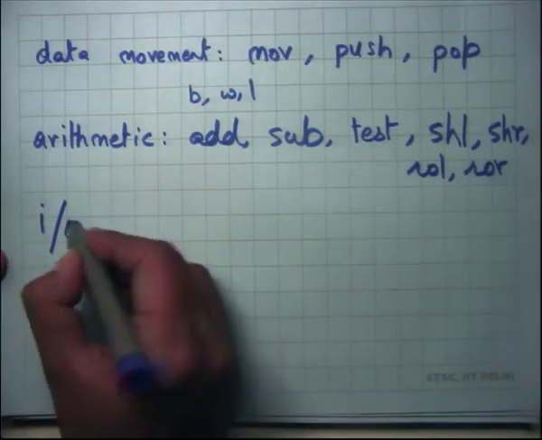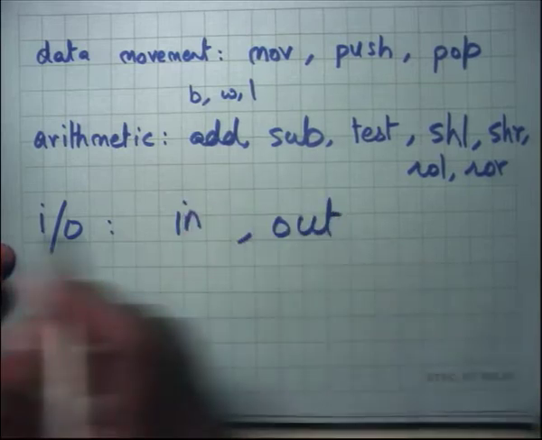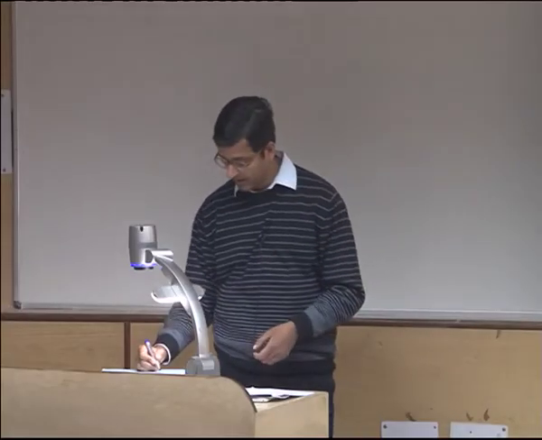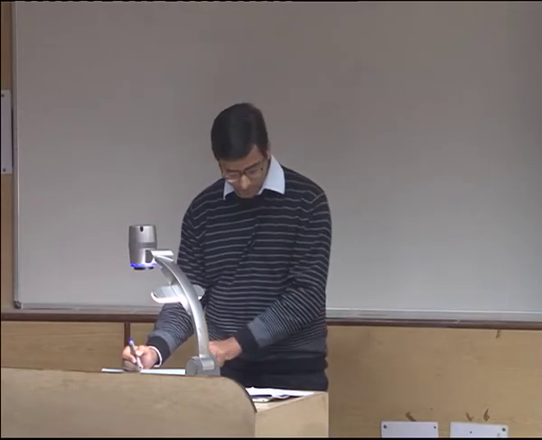Then there are I/O instructions like in and out. So far what we have seen are instructions that do arithmetic or data movement on either registers or memory. But what if I wanted to access a device? There are special instructions called I/O instructions, in and out, and what they mean and what their syntax is, we're going to talk about in a few minutes.